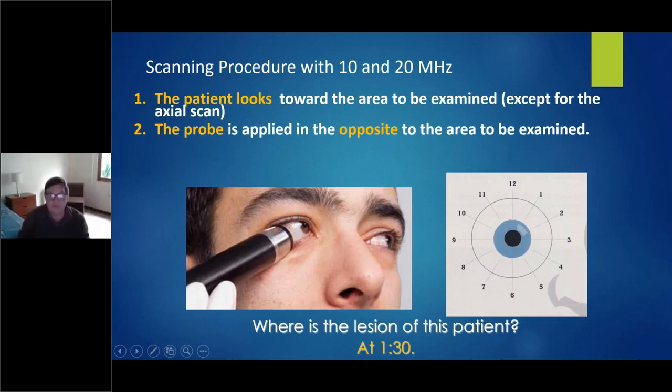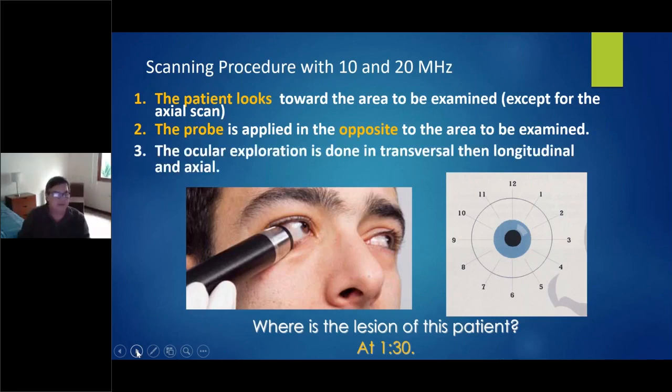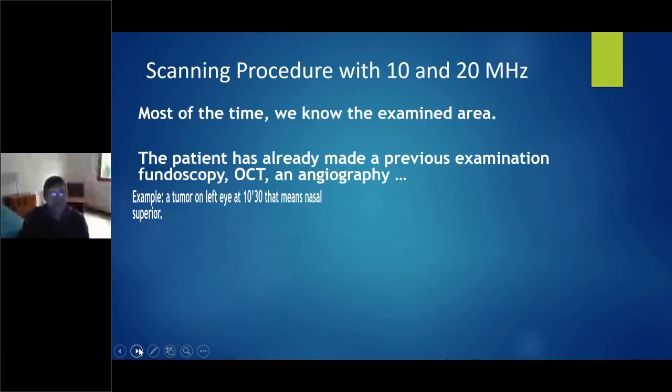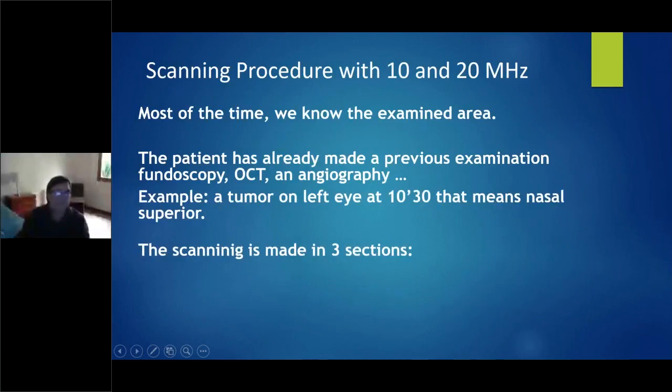At 1:30, as we talk. You can do it. It all depends what you want to make. So if it's very anterior or posterior, you make longitudinal. And at what hour it's located, you could make the transversal. Okay, most of the time we know the examined area. The patient has already made a previous examination, endoscopy, OCT, etc. For example, a tumor on the left eye at 10:30, it means nasal superior.